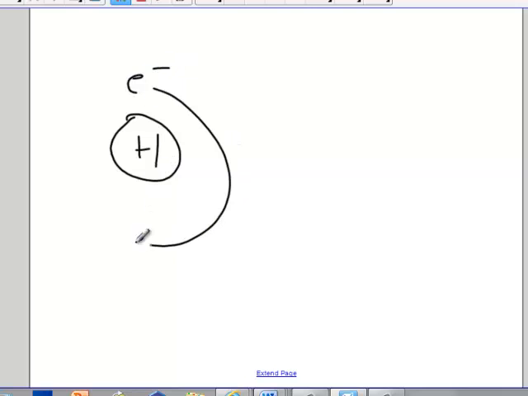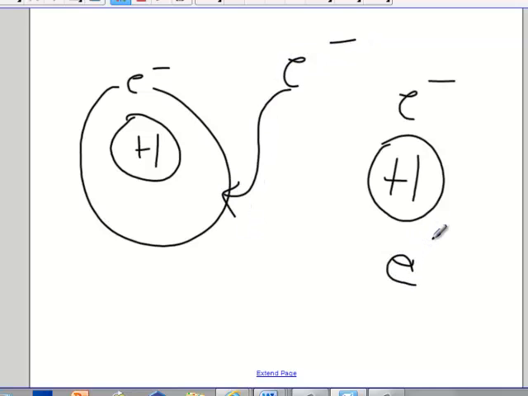Atoms could also gain electrons. If I have my hydrogen atom with 1 proton and 1 electron, and another electron comes in from some other atom, now I have 2 electrons. Where I once had 1 and 1, I now have 1 and 2, so there's an extra negative there, and that's a -1 charge atom.